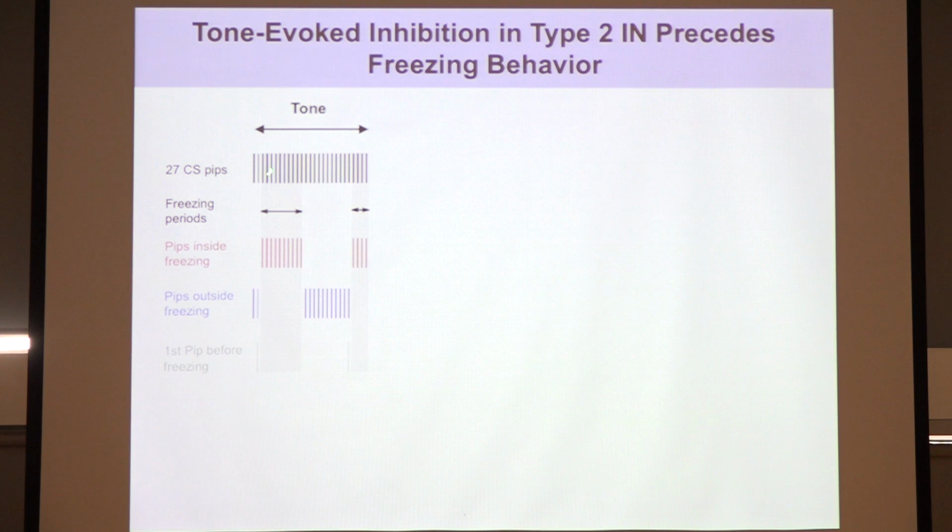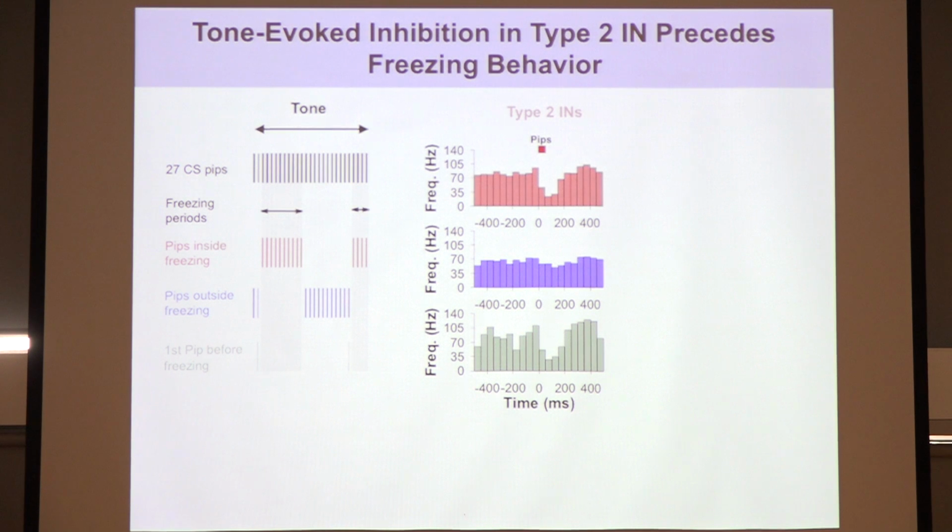Of course, during this tone presentation, we can extract the freezing period when the animal is immobile. And we can extract the pips that are inside the freezing period, outside the freezing period, or just before the freezing period. The idea here is that if the changes in neuronal activity predict the changes in fear behavior, this should be obvious when selecting the first pip before the freezing episode.